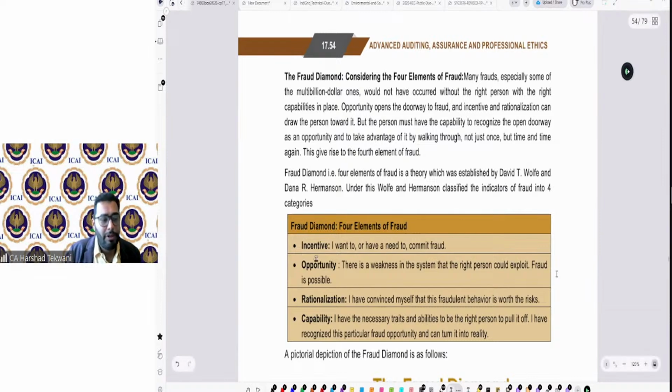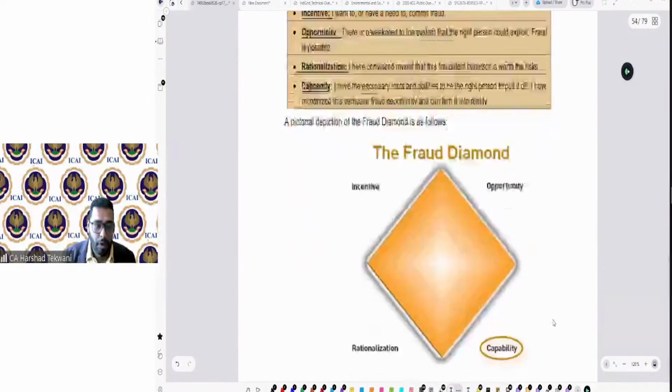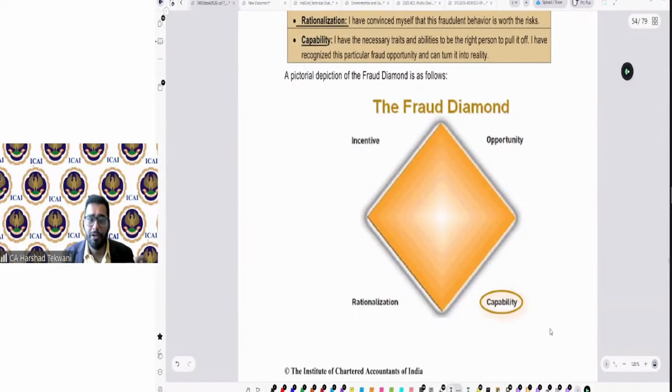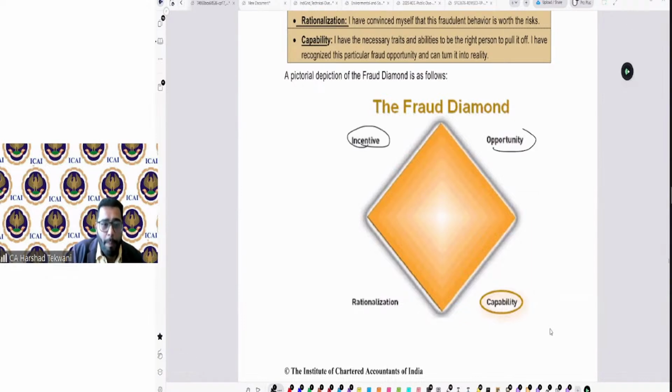The fraud triangle talks about incentive, opportunity, and rationalization, whereas the fraud diamond introduced one more thing, that is capability, the capability to conduct the fraud. For example, till now in the fraud triangle, we were talking about the incentive to conduct the fraud, the opportunity to conduct the fraud, and rationalization with themselves after or while conducting the fraud. But no one focused upon the capability to conduct the fraud.